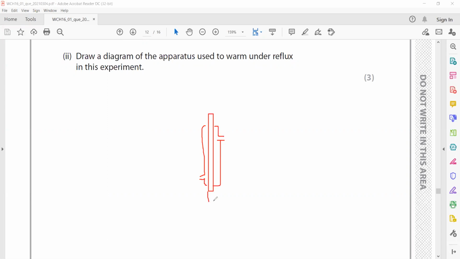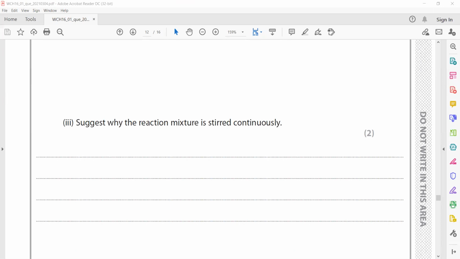Then in a round bottom flask, you are heating a mixture. It should be labeled. Suggest why the reaction mixture is stirred continuously.